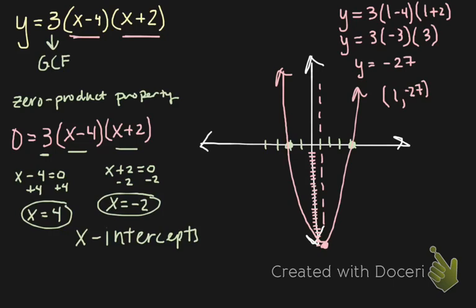Now notice how it's a lot skinnier than most parabolas. That is because of our greatest common factor of 3. The larger the greatest common factor, the more narrow your graph is going to be. And the smaller, the closer to 0 your greatest common factor is, so for example, 1/2, 1/3, 1/4, the wider the parabola is going to be.